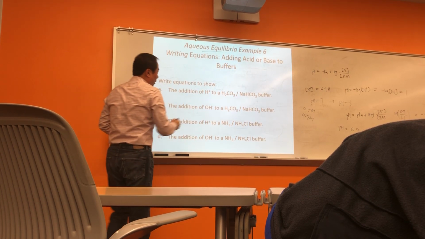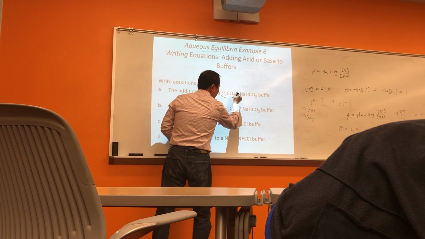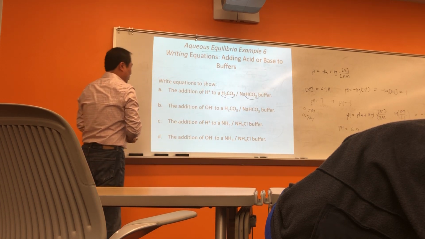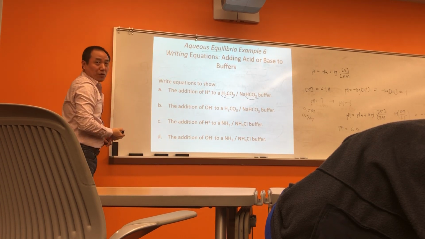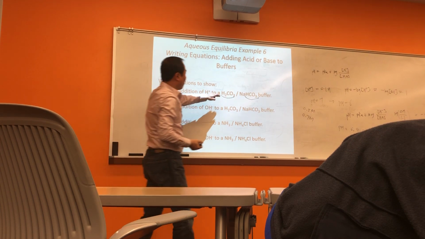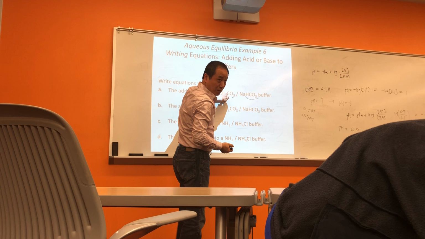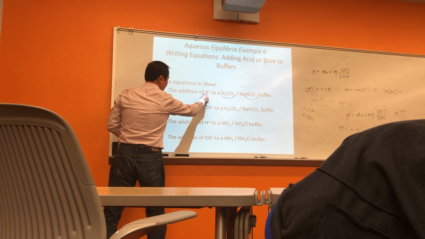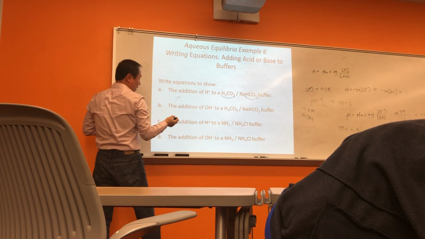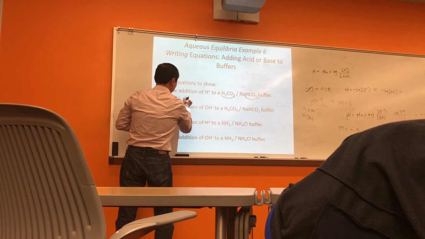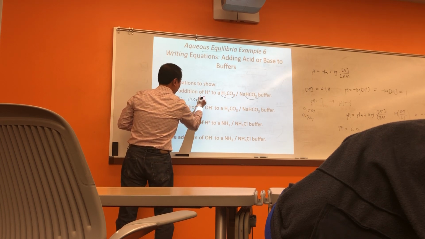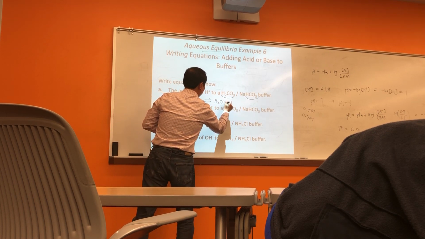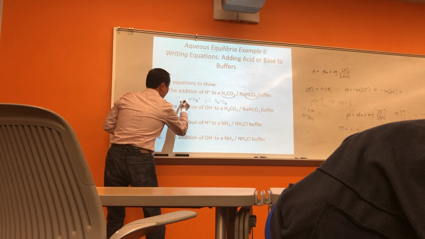Okay, so this is a buffer. Why? Because you have a weak acid, carbonic acid, and its conjugate base, bicarbonate. If you add H plus, what kind of reaction will happen? This is actually our body system. The body uses carbonic acid and bicarbonate. So in reality, if you have H plus in your body system, it will be countered by the base and neutralized like this. Everything is aqueous.